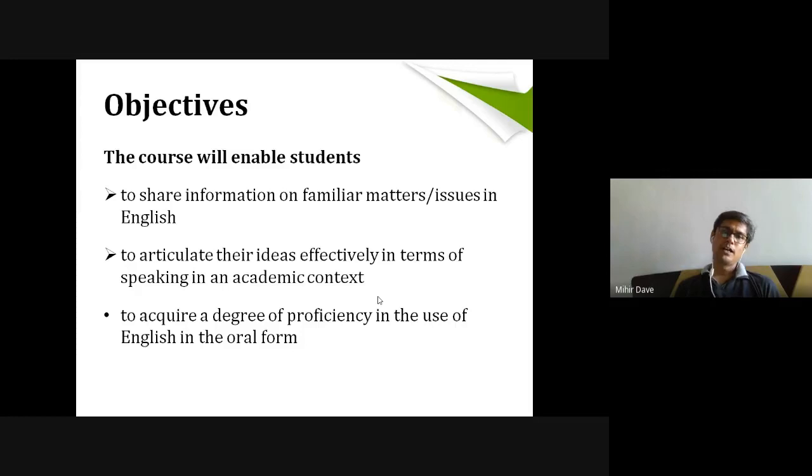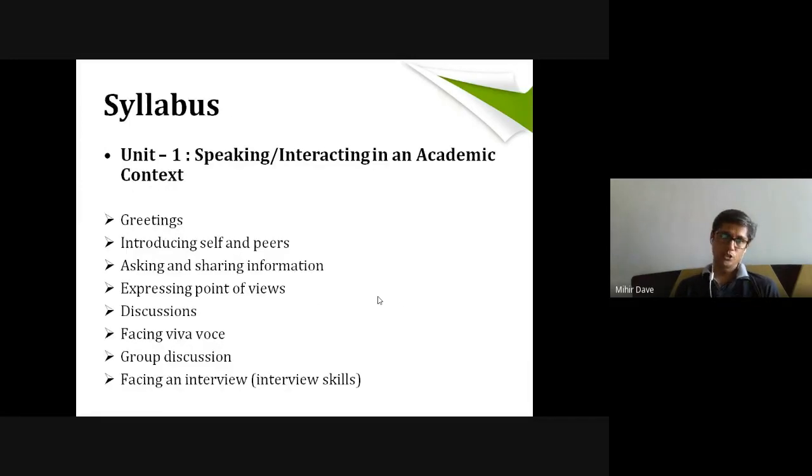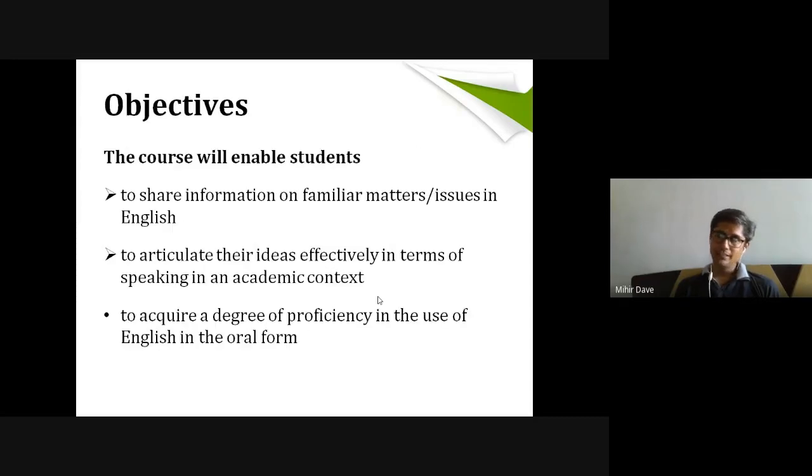Third objective, to acquire a degree of proficiency to use English in an oral form, right? All of you know that to know English, or to know, say, communication skills, and to actually make a presentation, these are 2 different things. So you'll be offered certain degree of proficiency in terms of oral presentations. So that will be there, right? So these are 3 objectives that we are going to have in SPS.